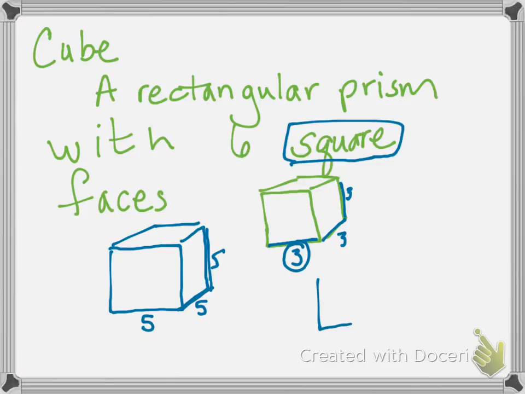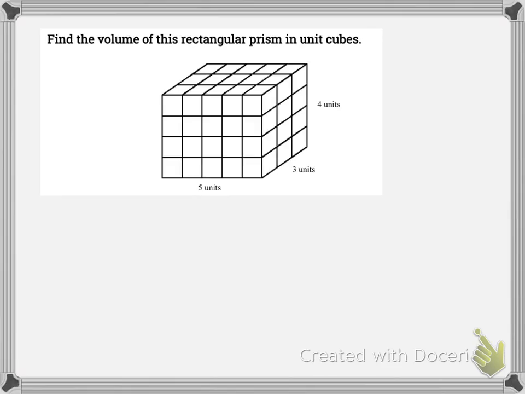If it's not a cube and not all of the sides are square, then we do need to know what all the different sides are. Okay, so I'm going to show you how to do a few, and then I'm going to have you do a few. So on this one, we need to find the volume of this rectangular prism in unit cubes.